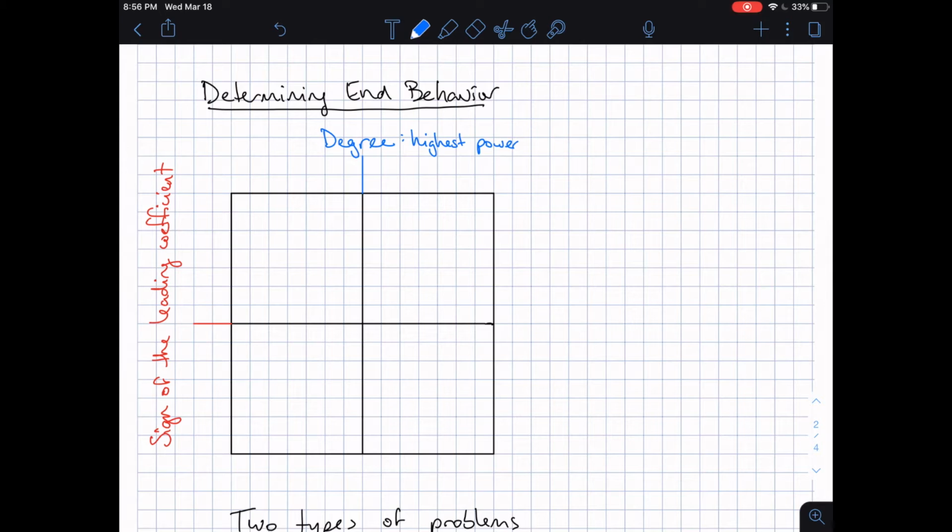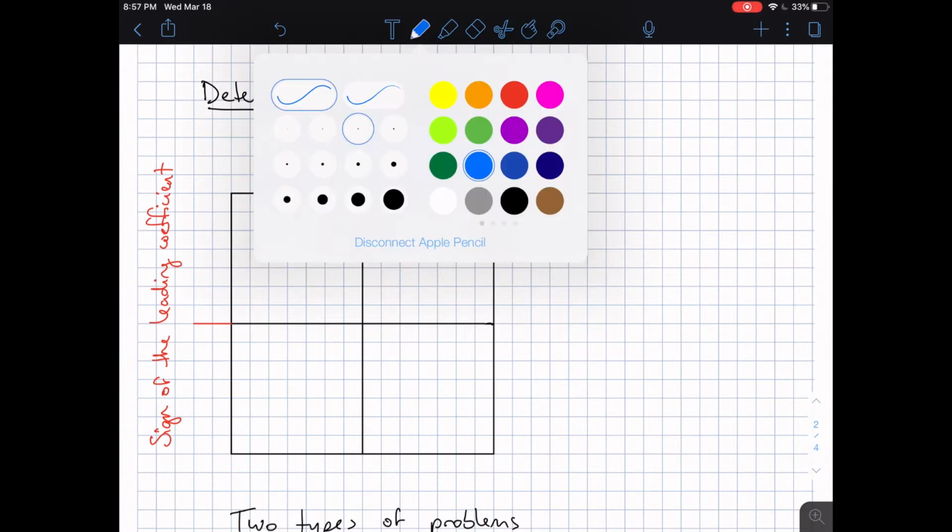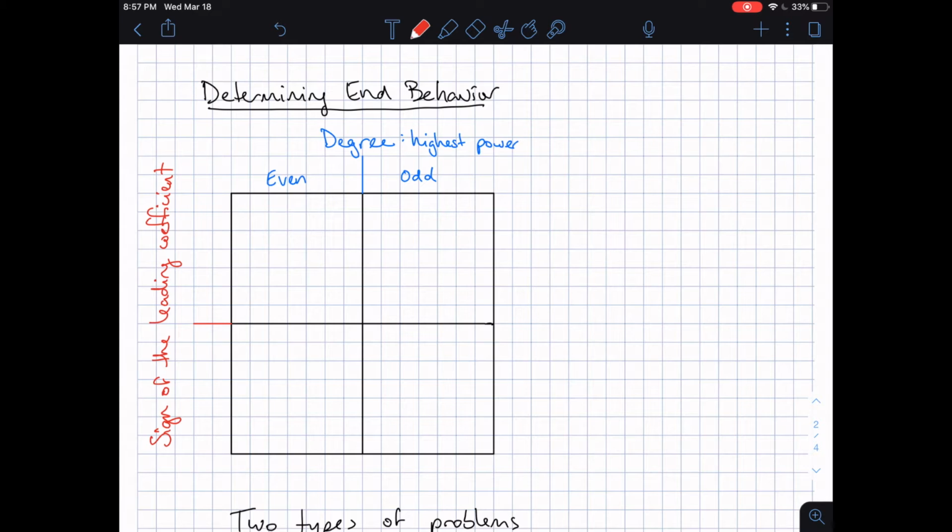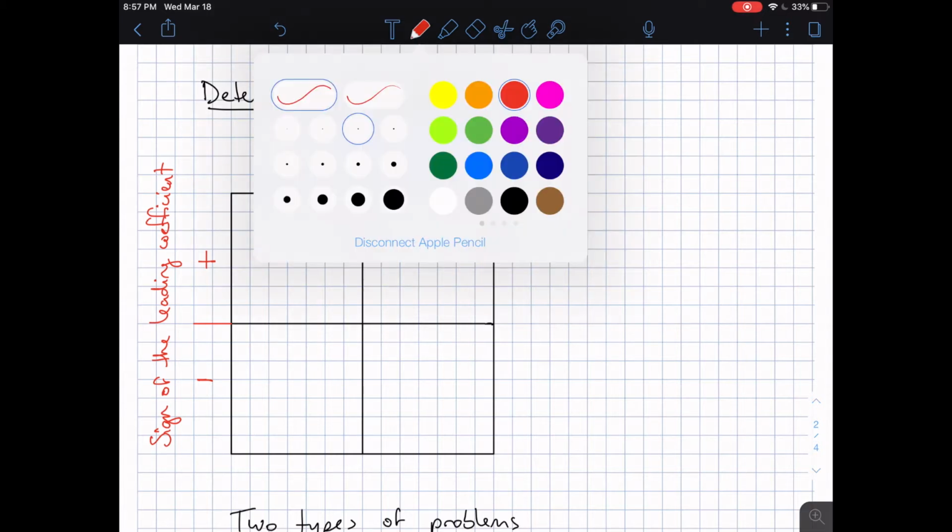Well, my degree can be one of two things, right? It can either be even or odd. And the leading coefficient can be one of two signs, right? It can be positive or it can be negative, and that's as simple as just looking at the number. If it's a 3, it's a positive 3, and if it's a negative 3, it's obviously a negative 3.